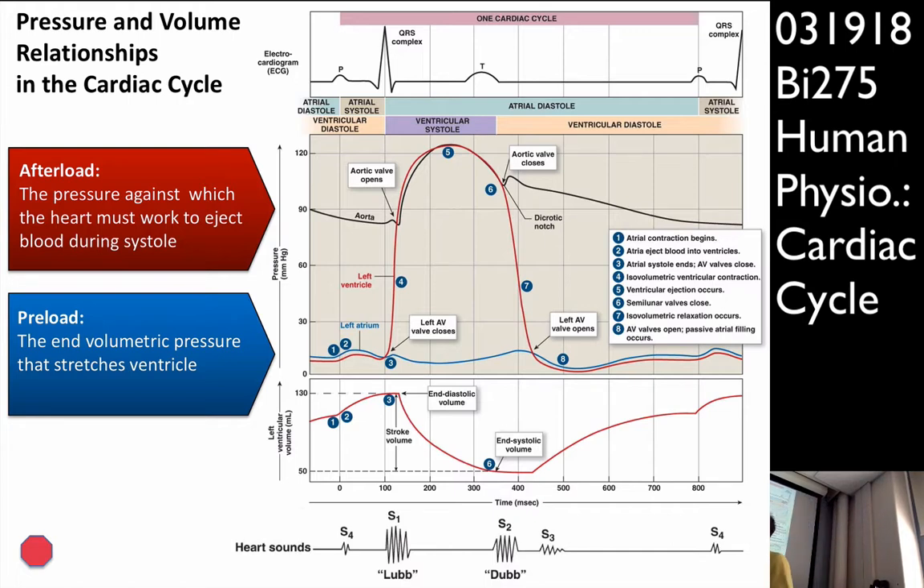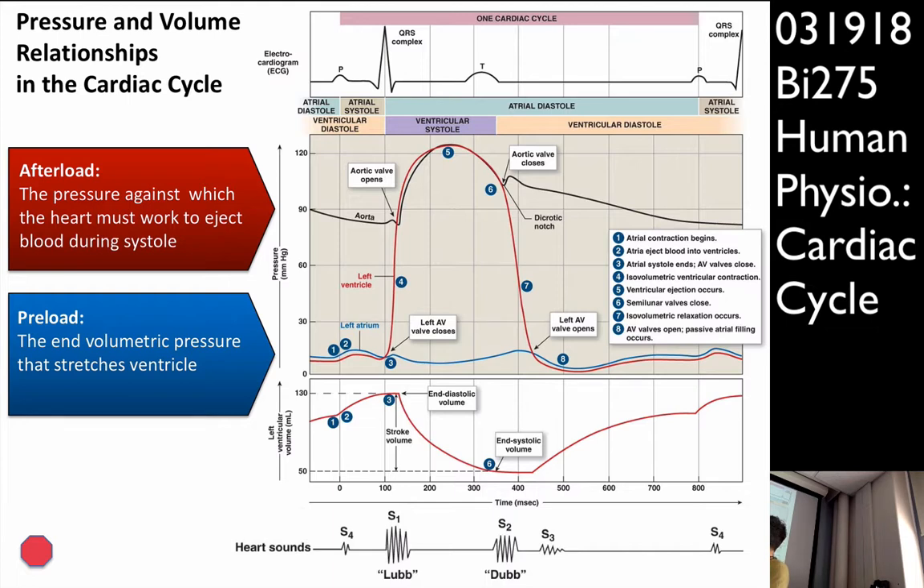So at the beginning here, at step 1, all these numbers are laid out here, but at step 1, you have the beginning of atrial contraction, atrial systole, you see there, and that corresponds with the P wave. Right? So we have the contraction of the left atrium, the pressure goes up, and the pressure in the ventricle matches that, right? Because we are now having active filling of the ventricle from the atrium.